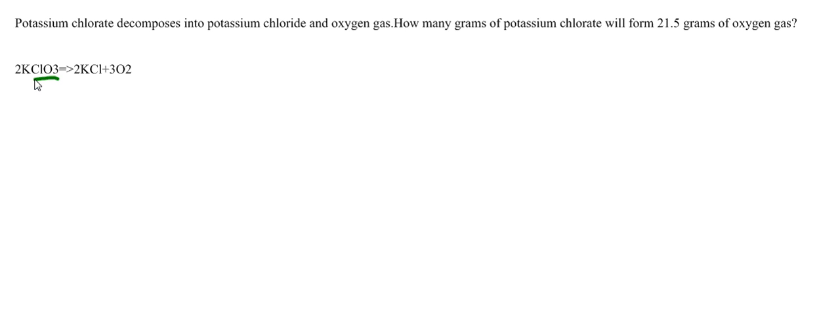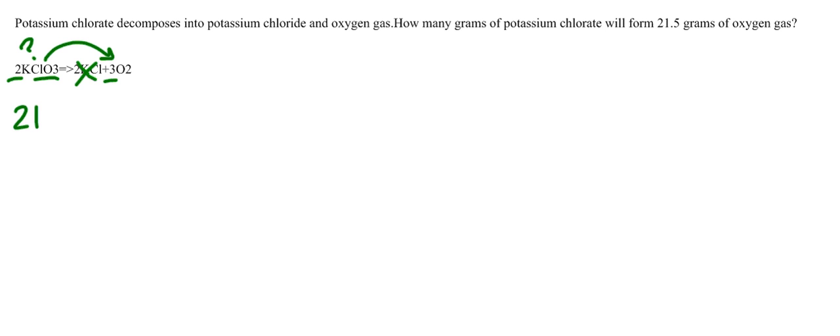How many grams of potassium chlorate will form 21.5 grams of oxygen gas? So I want to know how much of this will produce 21.5 grams of oxygen gas. Well, start with what I'm given. We don't need to worry about the potassium chloride because it's not involved in the reaction. My molar ratio here is going to be 2 potassium chlorates to 3 oxygen gases.